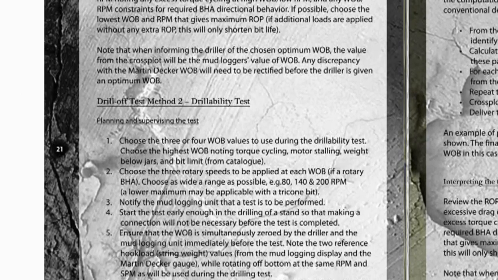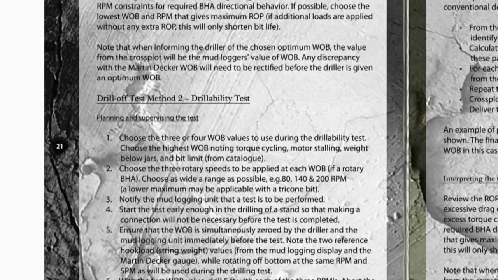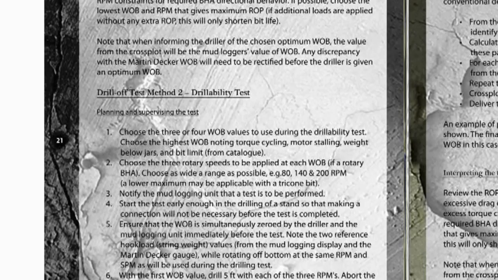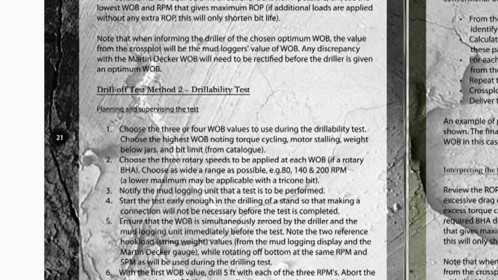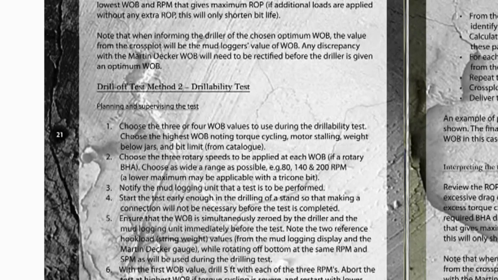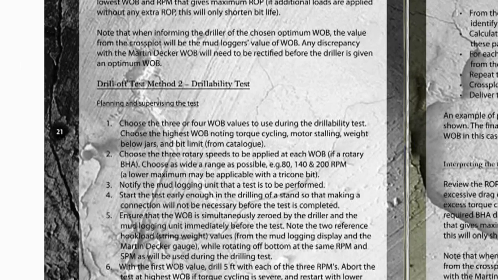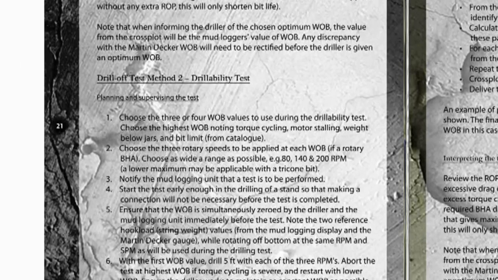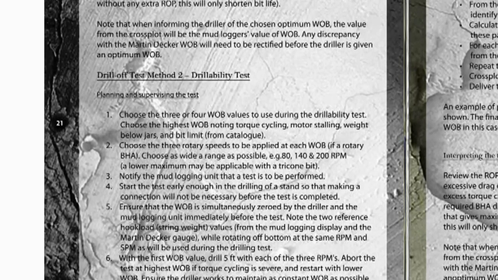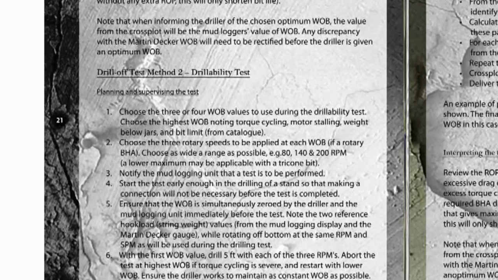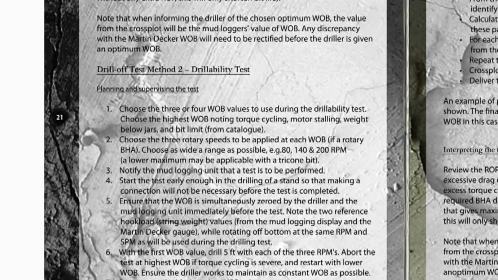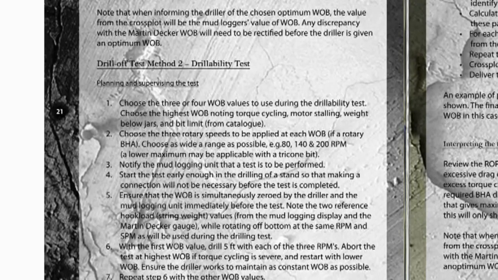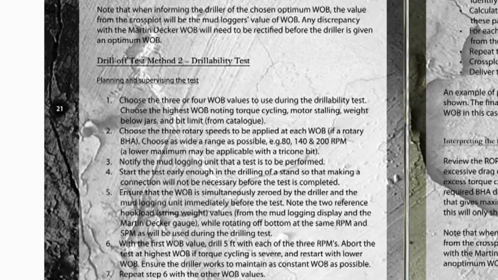2. Choose the 3 rotary speeds to be applied at each WOB, if a rotary BHA. Choose as wide a range as possible, for example, 80, 140 and 200 RPM. A lower maximum may be applicable with a tricone bit. 3. Notify the mud logging unit that a test is to be performed. 4. Start the test early enough in the drilling of a stand so that making a connection will not be necessary before the test is completed.